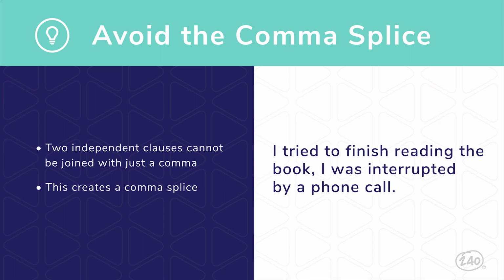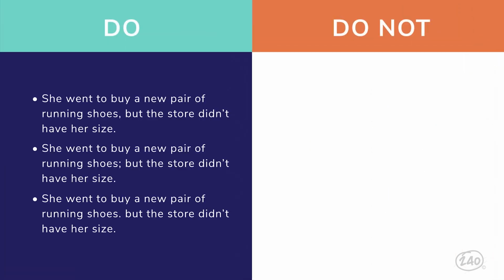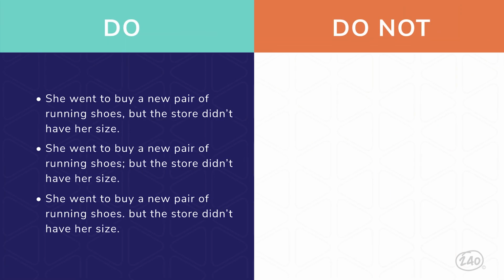"I tried to finish reading the book, comma, I was interrupted by a phone call," is not correct. "I tried to finish reading the book, comma, but I was interrupted by a phone call." Now the comma works since it's in front of a coordinating conjunction. The first 3 examples are all ways to properly punctuate the 2 independent clauses.